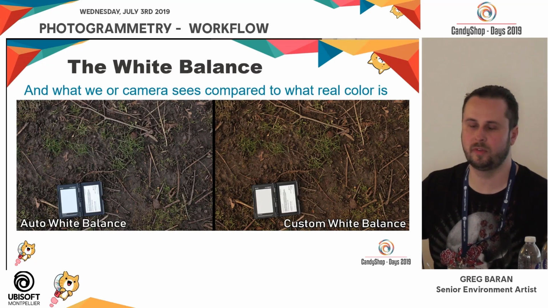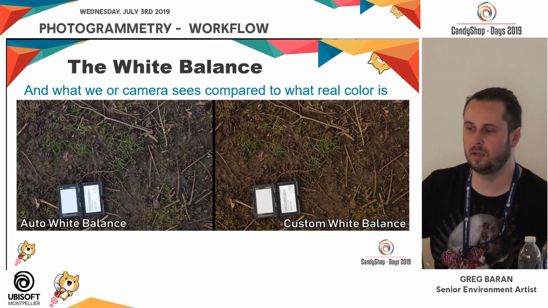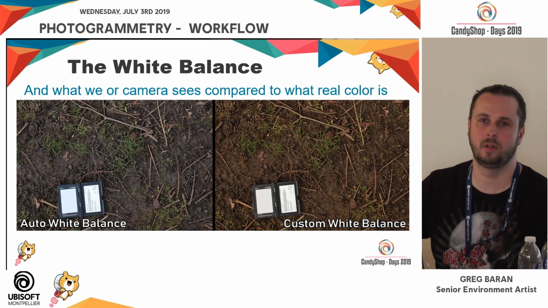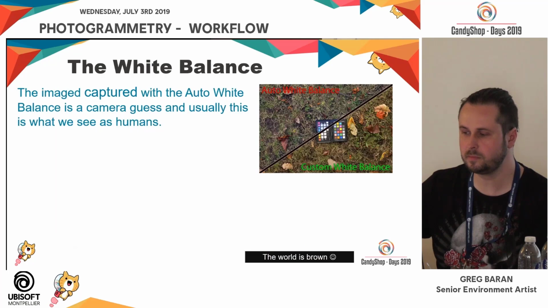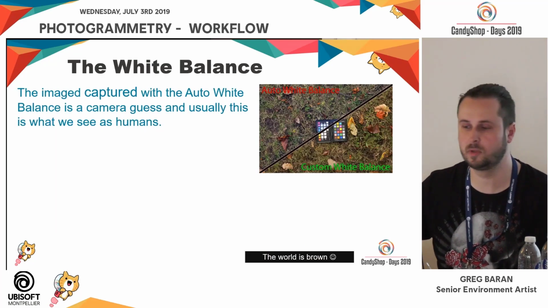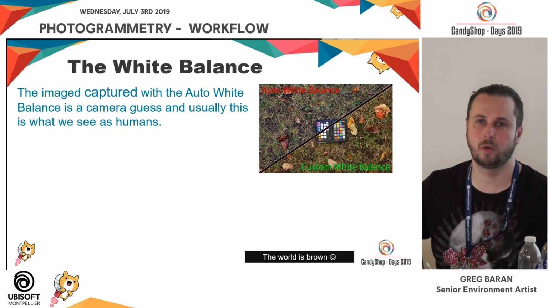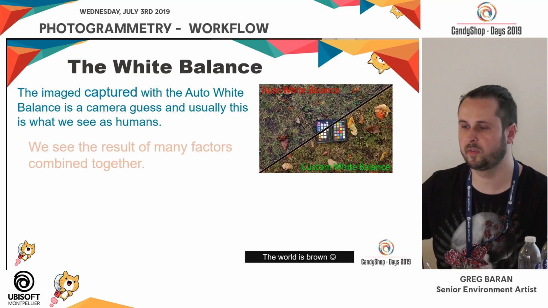And this is how we see the world and the camera with auto setting to the left side. And this is how the world looks like in reality. So the world is brown, really, very, very brown. And that's why we are setting the auto white balance.